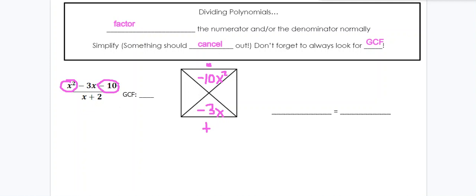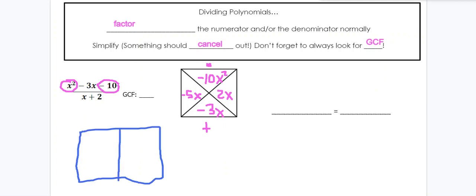10 times 1, that won't work. 5 times 2 gives me 10, and if I make one of those negatives, that would work. So negative 5x and 2x would work. Negative 5x times 2x will give me negative 10x squared. Negative 5x plus 2x will give me negative 3x. So that works. Okay, so now you can either do this by grouping or you can do it by box, remember?